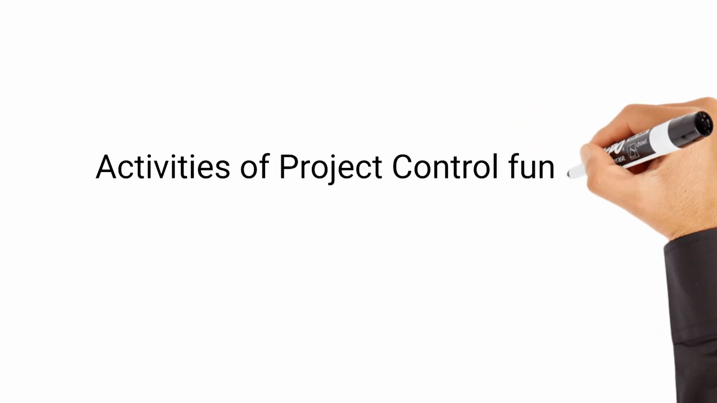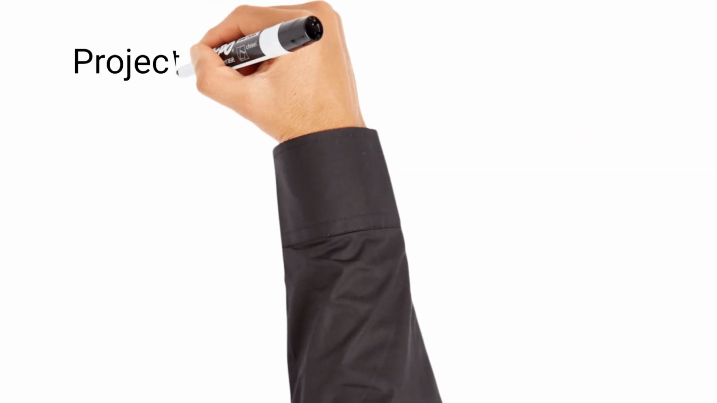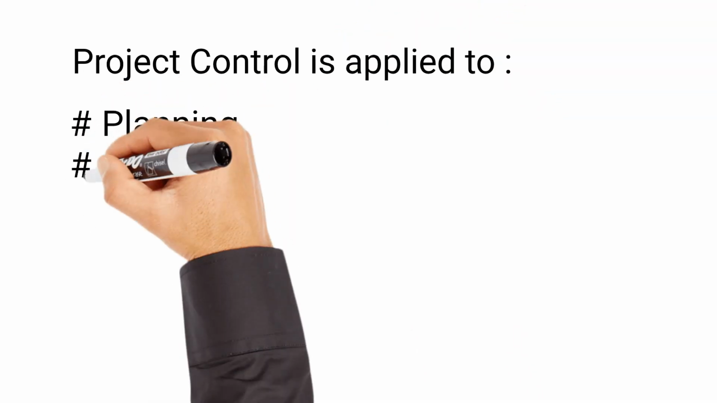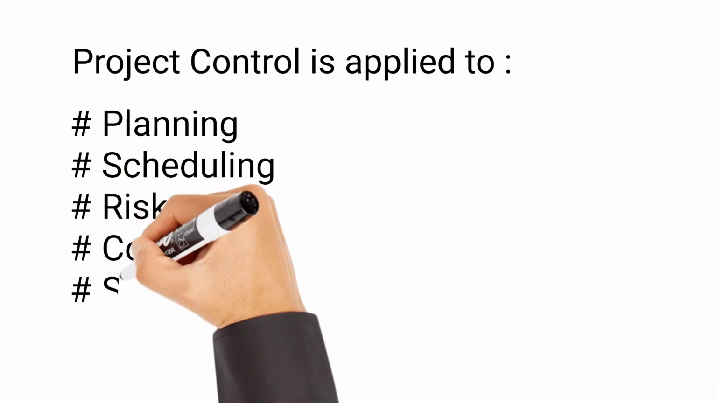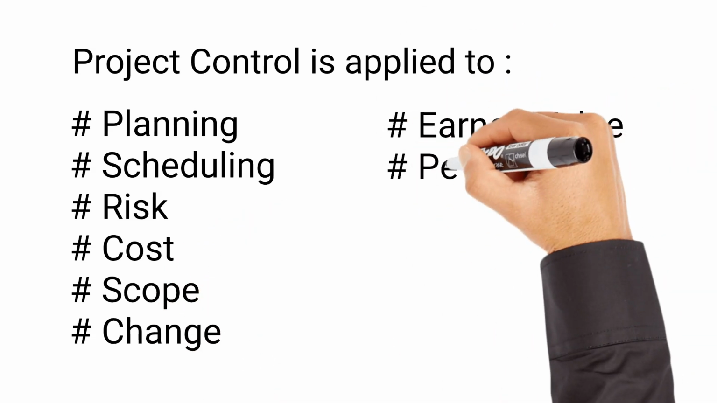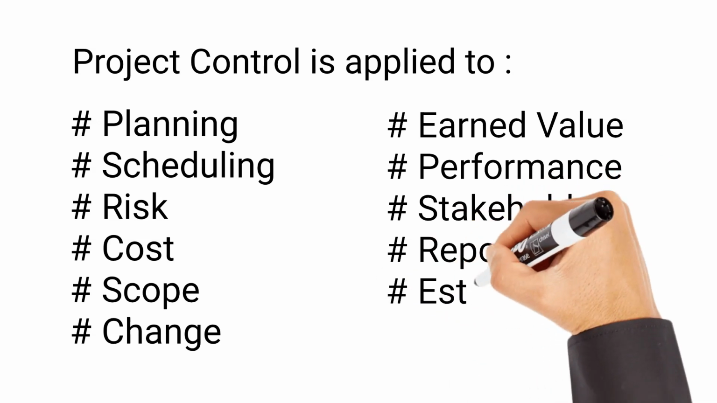So, what are the activities that come under the umbrella of project controls? Project control is applied to many aspects of project management. However, the main areas are planning, scheduling, risk management, cost management, scope and change management, earned value management, performance management, stakeholder management, and reporting. It also includes estimating and forecasting.